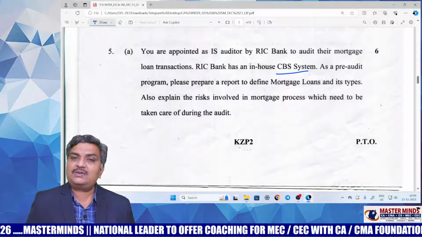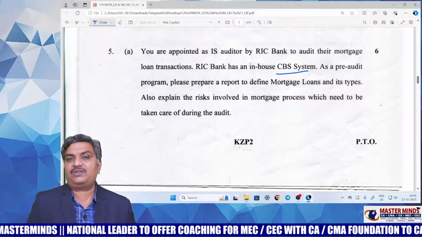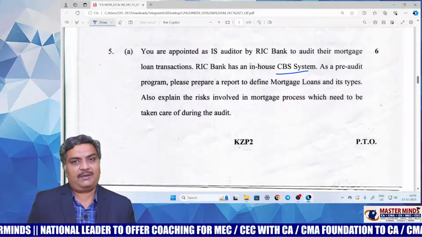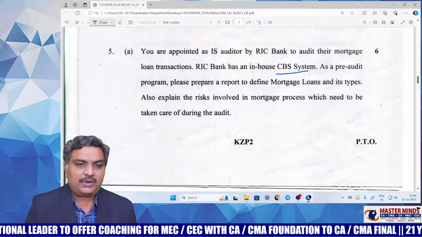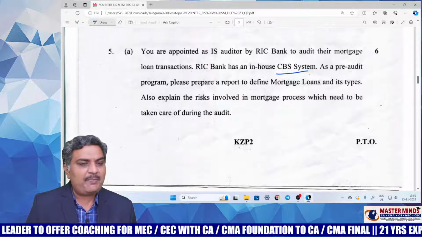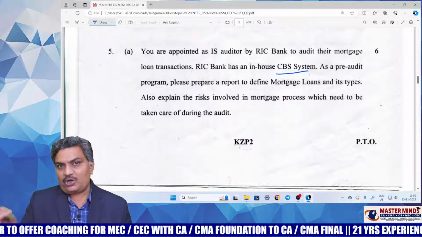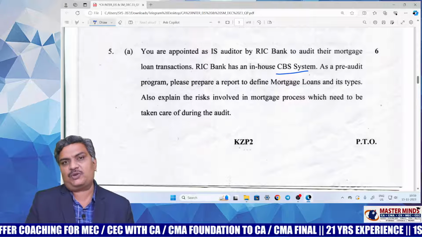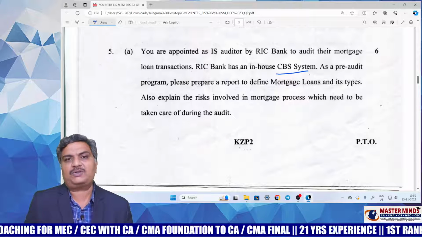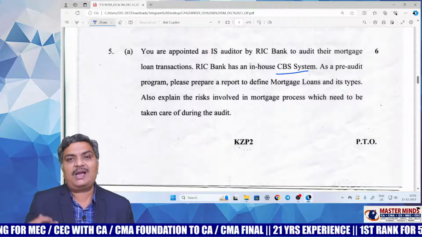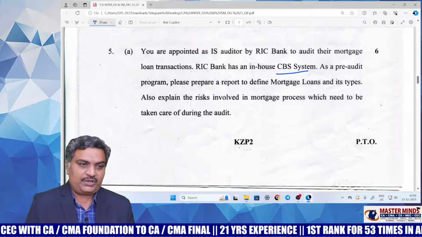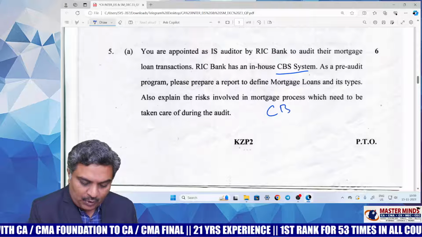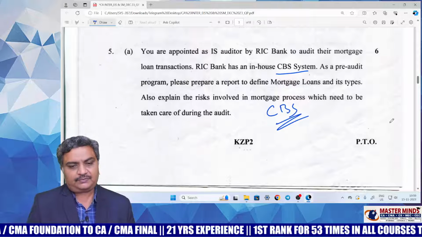Of course, this is a somewhat less expected question, but it is again a very important question. Anyway, with some basic knowledge of any process, not even the mortgage process, if you have some knowledge of some other process also, to some extent you can manage this question and write the answer. And again, this question is from core banking system.